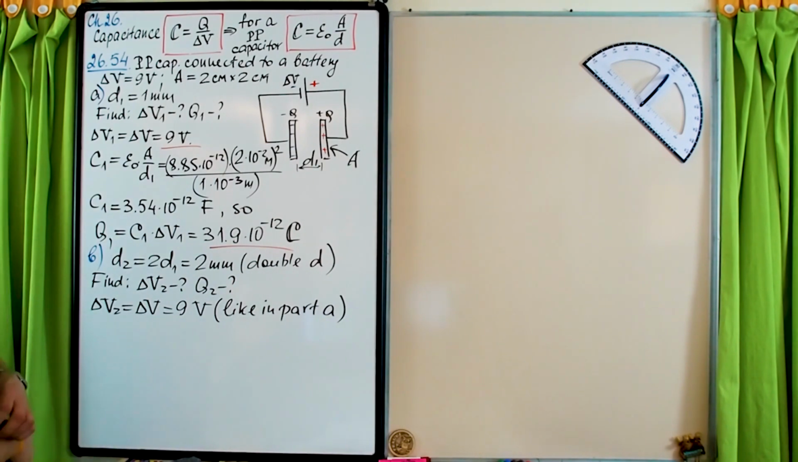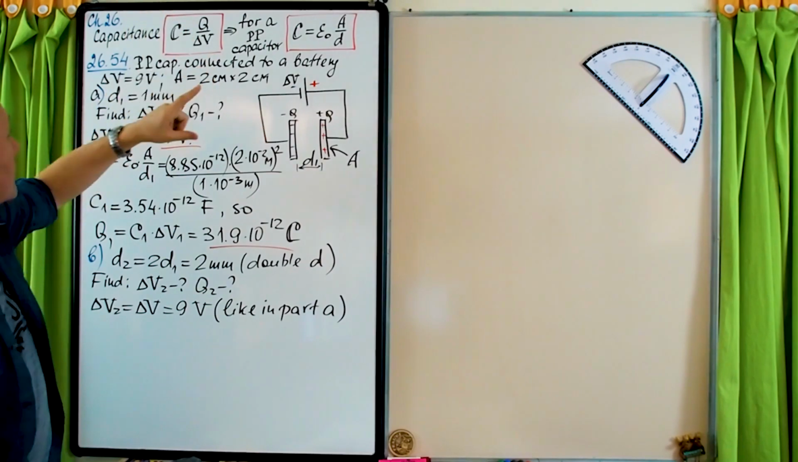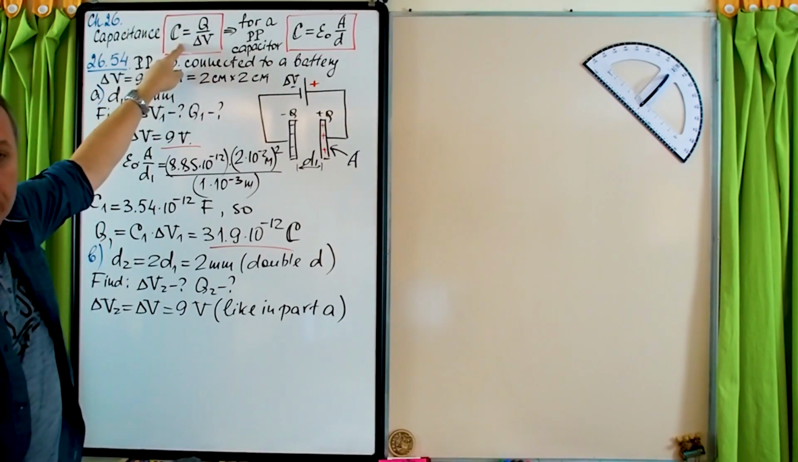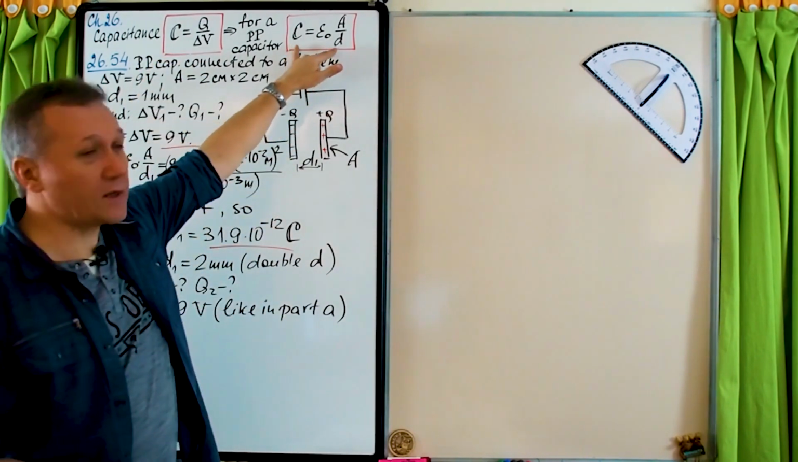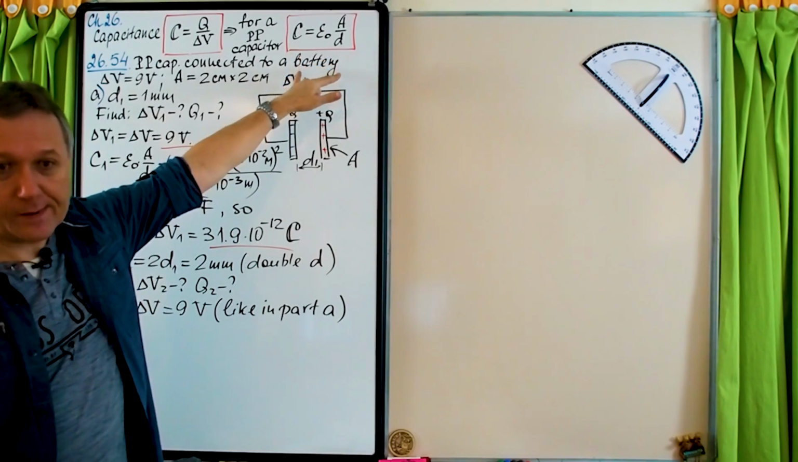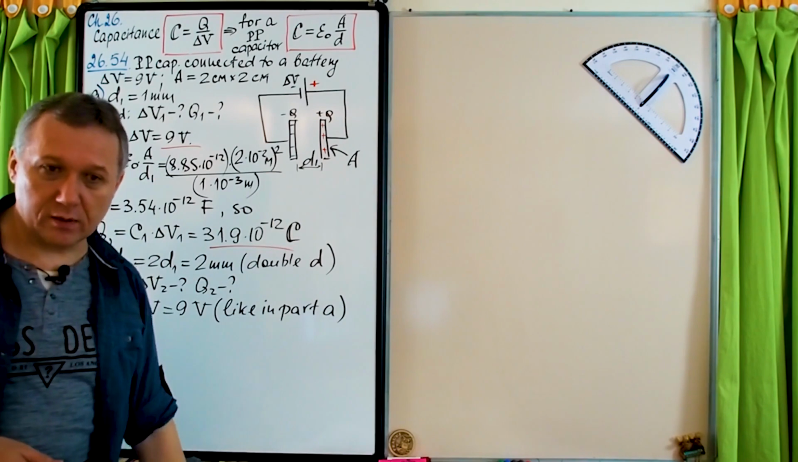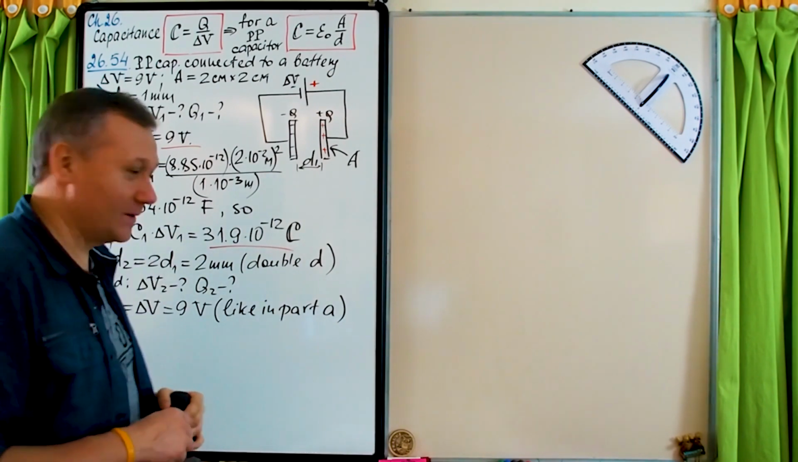Okay, and now we know delta V, again, the same 3 parameters. We need to answer the question about Q, so we need to first address C. Since we changed geometry, and I told you that capacitance depends on the geometry, since we increased the spacing, capacitance must be different. So let's find capacitance.